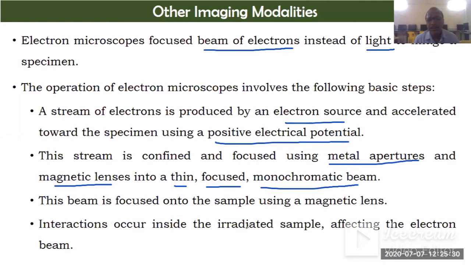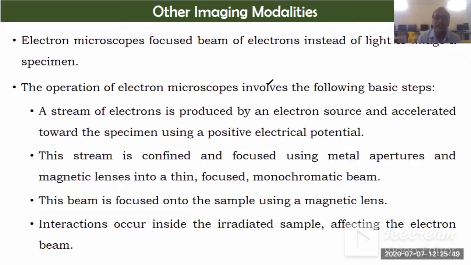Interaction occurs inside the irradiated sample, affecting the electron beam. So that beam will affect the specimen, and then from that specimen the electron beam will be sent forward to create the image.